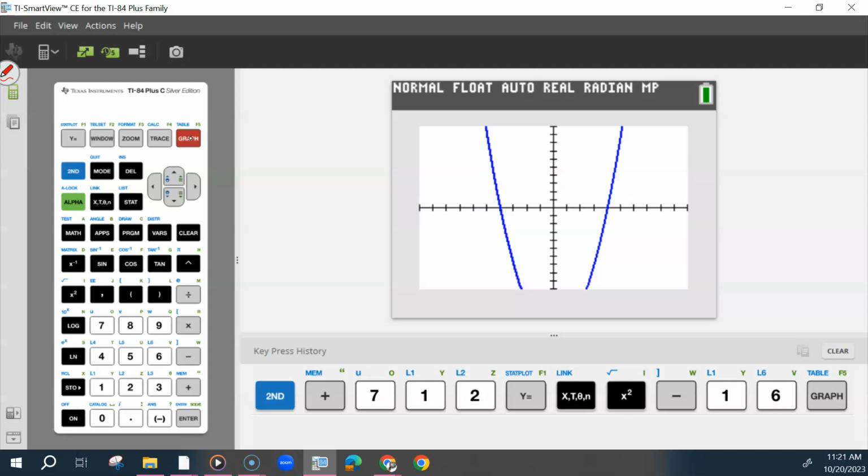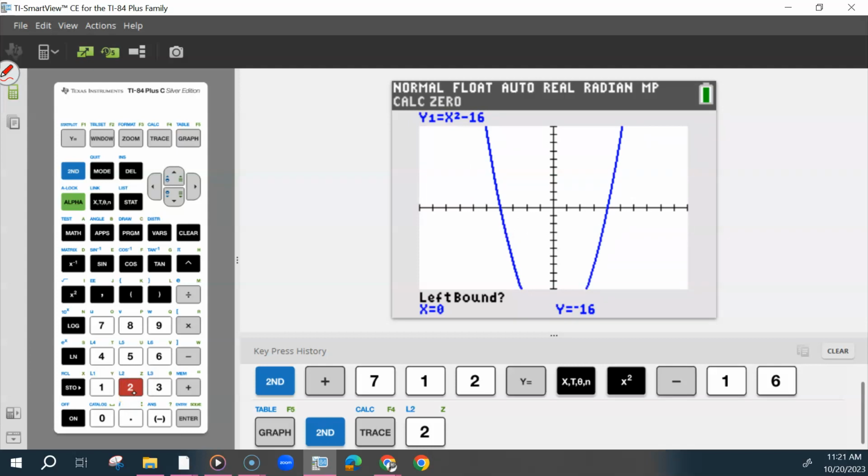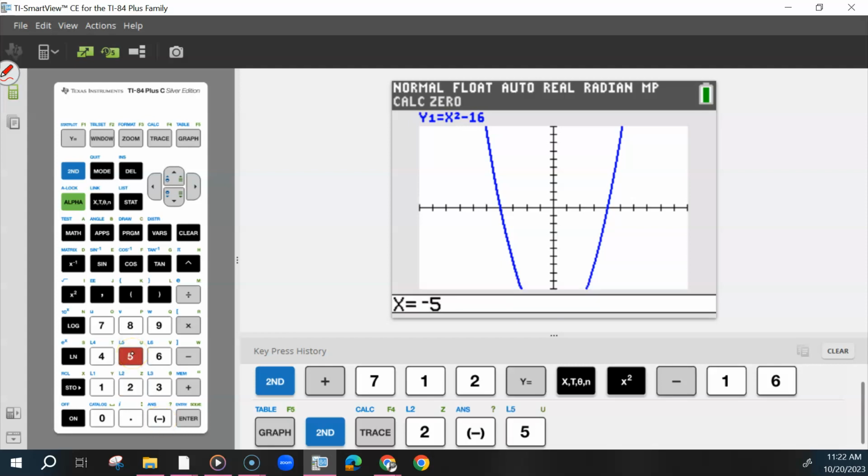So we're going to go into second trace because we need to calculate. And remember that 0 is another word for x-intercept. So we're going to go into 0, number 2. Here, we can't do this at the same time. We have to do one at a time. So let's say we're finding this x-intercept. We have to pick a number to the left of this. So someone give me a number to the left of this. -5. Sure, -5. So type that in, hit enter.